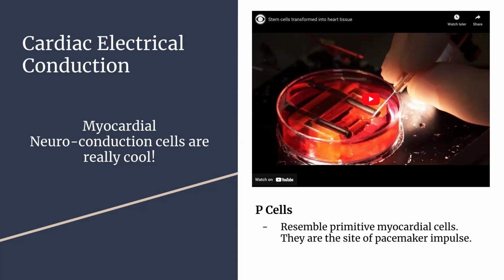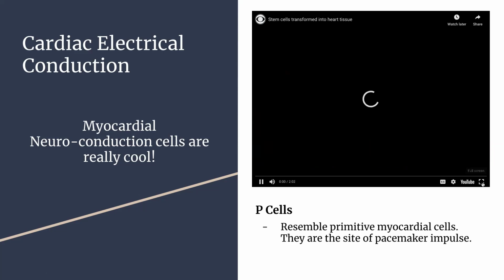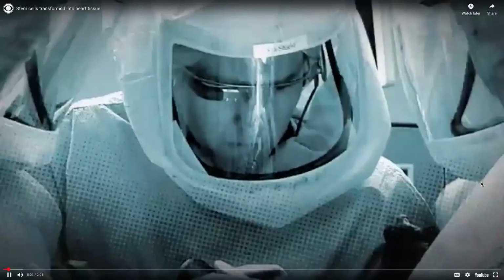In this video, they actually took stem cells and were able to recreate P cells, or cells that were able to make a pacemaker impulse. So let's show you that really quick. You're going to see on this first picture there's a little cell inside this petri dish. It's kind of hard to see at the very beginning of the video, but then they show a better picture of it later. So I'll try to blow this up too.